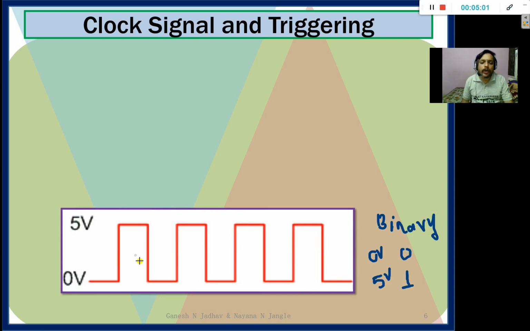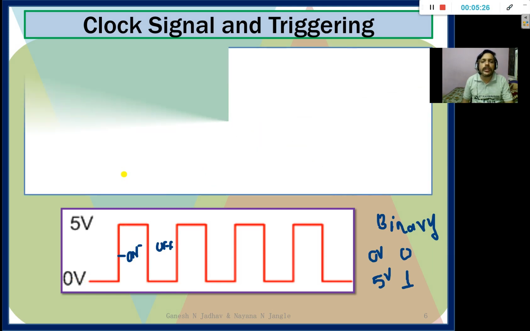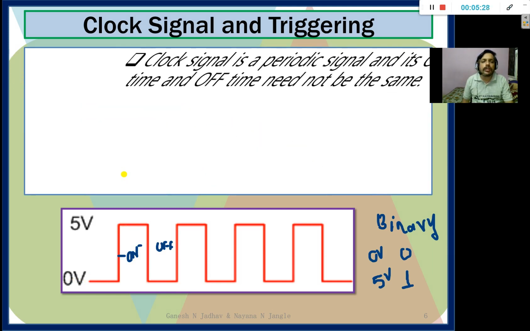So here I am showing one signal to you where sometimes the output is 0 and sometimes the output is 5 volt. So can I say in this duration it is in on state? Okay, and in this duration it is in off state because it is having the 0 output. So this signal is called the clock. So how will we define this clock signal? Let us define the clock signal.